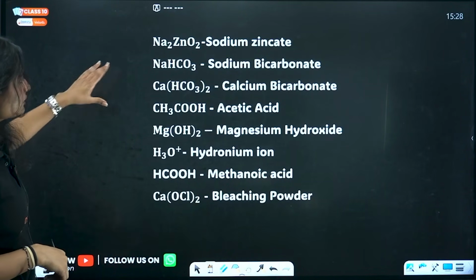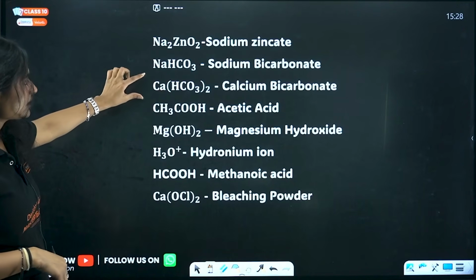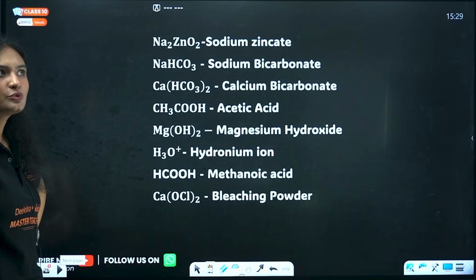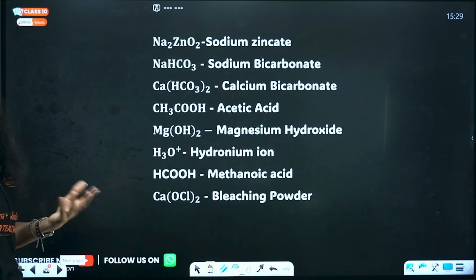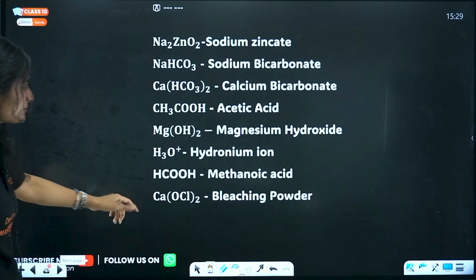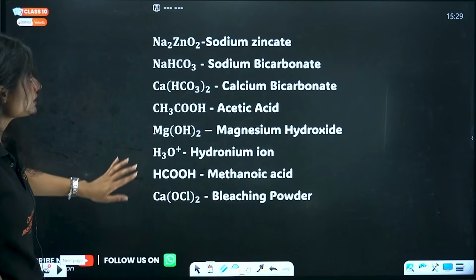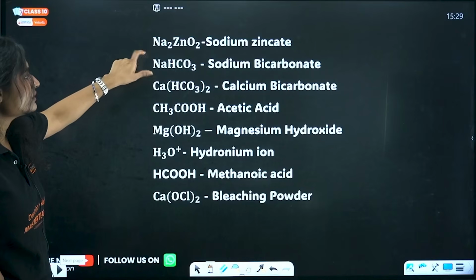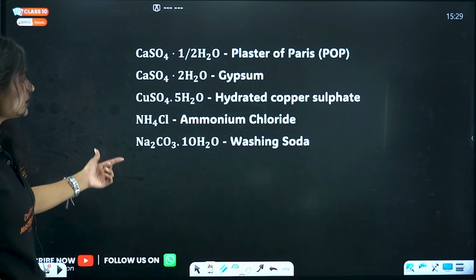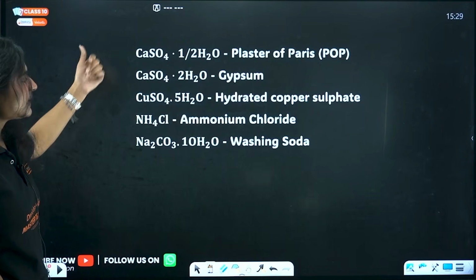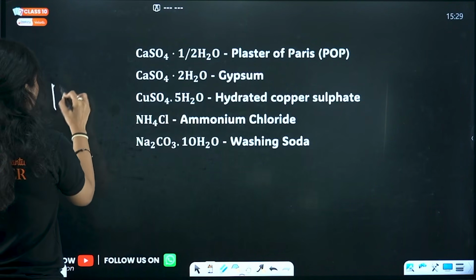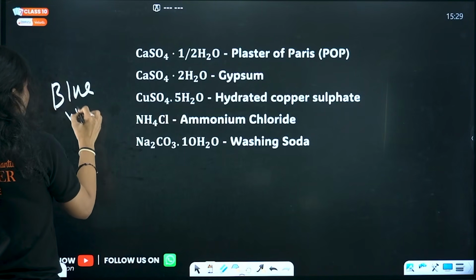Then you have calcium bicarbonate, it is the soluble one. If you add carbon dioxide to calcium carbonate, we get calcium bicarbonate, which is water soluble. Okay, then you have bleaching powder, calcium oxychloride, methanoic acid, hydronium ion, H3O positive. This is sodium zincate, which is very important. Then you have ammonium chloride, washing soda, gypsum, plaster of Paris, hydrated copper sulfate, which has 5 water of crystallization. One more name for it is blue vitriol.